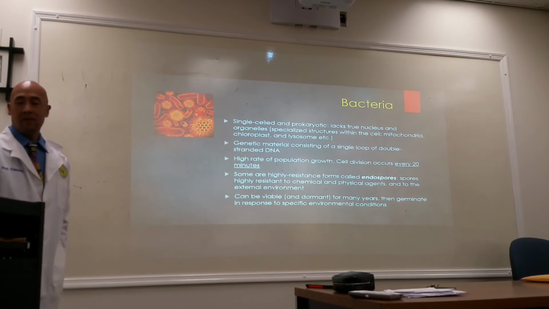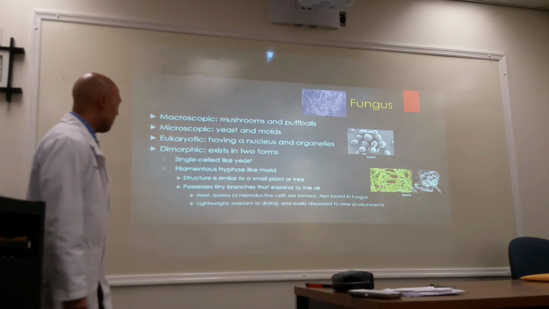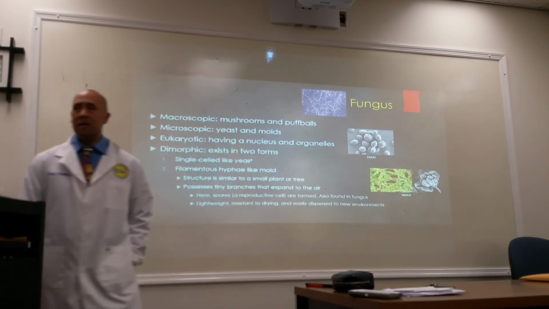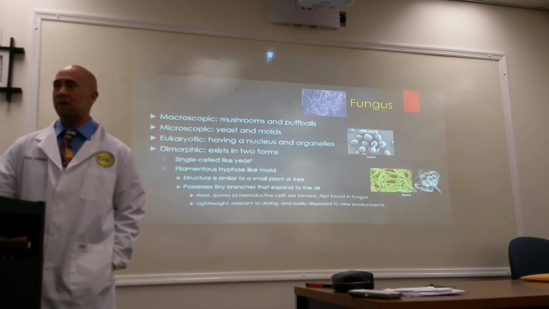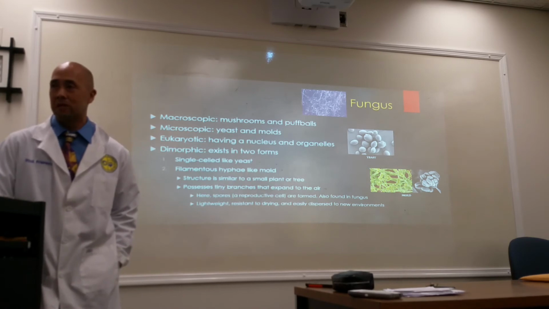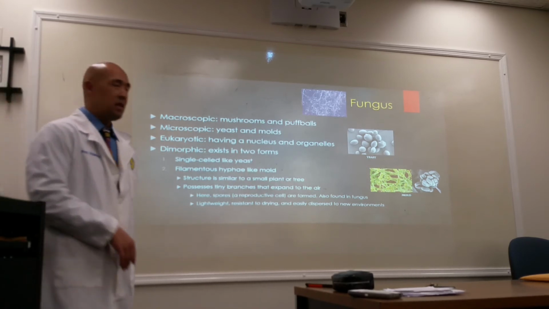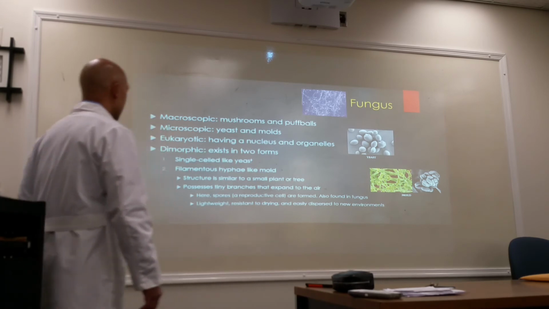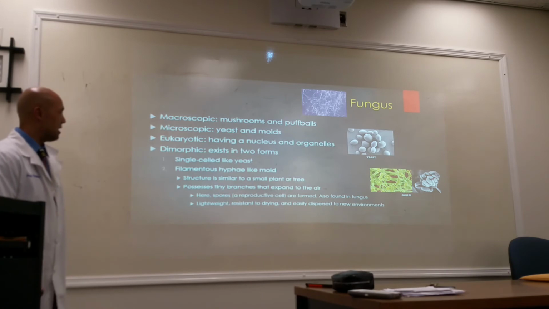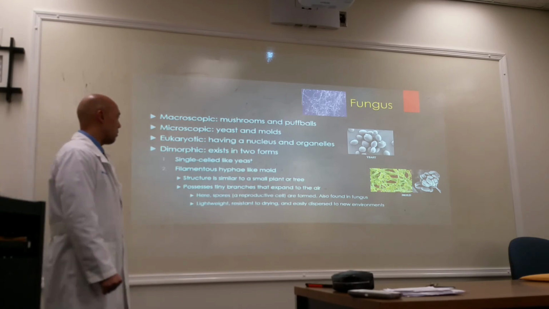Any questions on bacteria? All right, next one here is fungus. Fungus can be described as either being macroscopic, which includes mushrooms and puffballs, or microscopic in the form of yeast and molds. They are eukaryotic, meaning that they have a nucleus and organelles, and exist in two forms. They can be single-celled like a yeast, or be the filamentous hyphae type like the mold.